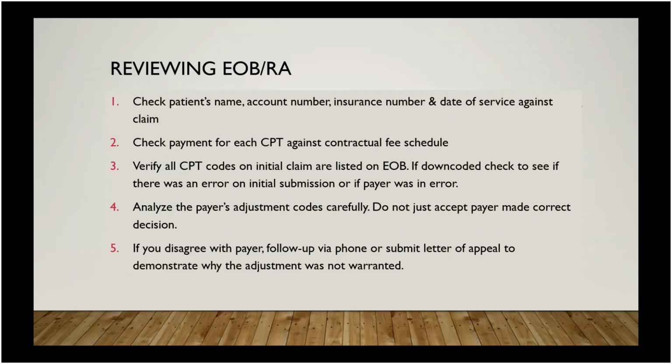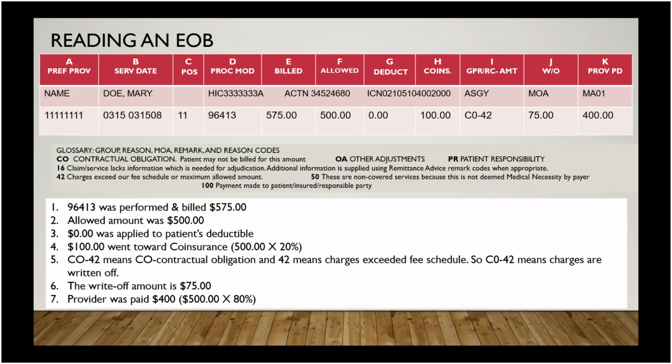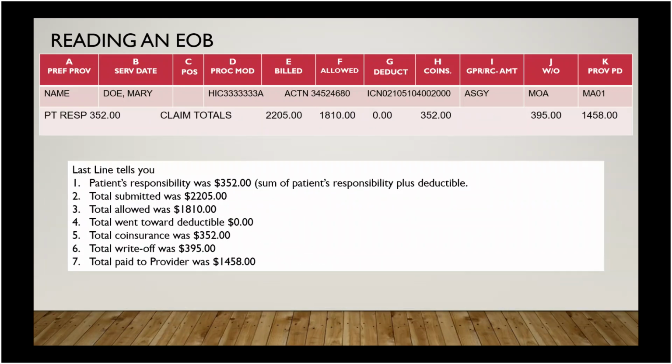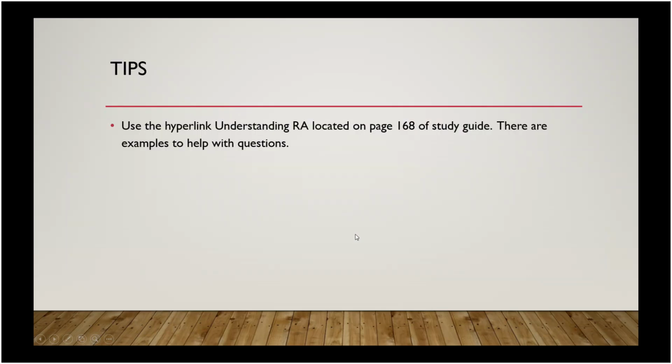So again, you're going to answer questions based on the EOBs and the remittance advice. There is a hyperlink. This is the final slide here. There is a hyperlink, Understanding the RA, located on page 168 of your study guide. So it's going to have several pages, and it's going to help to explain and also give you some examples within that hyperlink. So you may want to open that up, review it, and utilize that to answer your questions for that part of the certification.